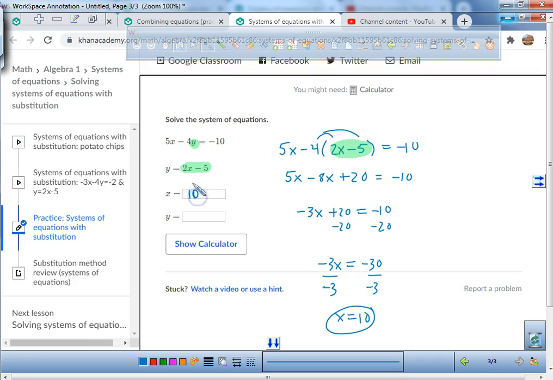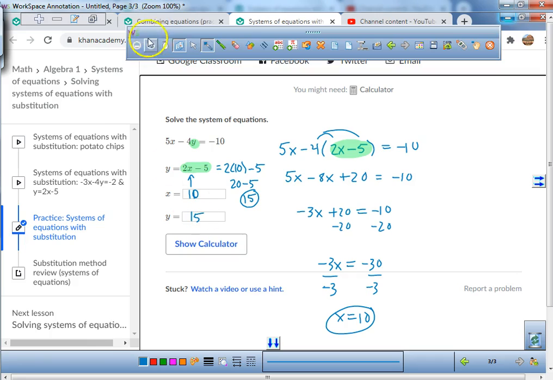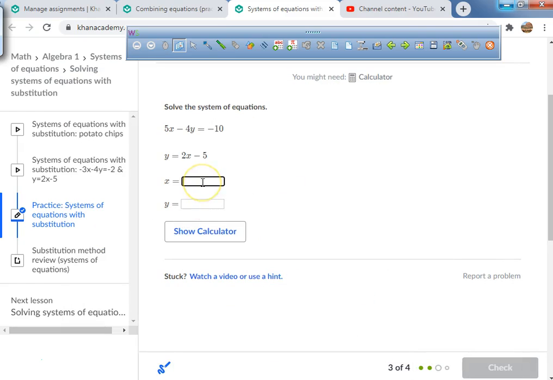But once I get that 10, I'm going to plug it in right here. And I get 2 times 10 minus 5. Well, that's 20 minus 5, which is 15. So when my x is 10, all I got to do is plug it in right there. 2 times 10 is 20. 20 minus 5 is 15. So I'm going to put a 15 right there. 10 and 15.